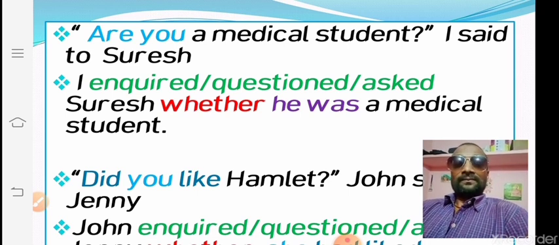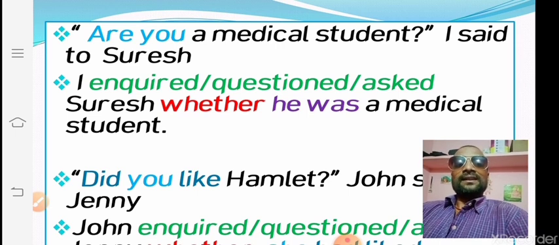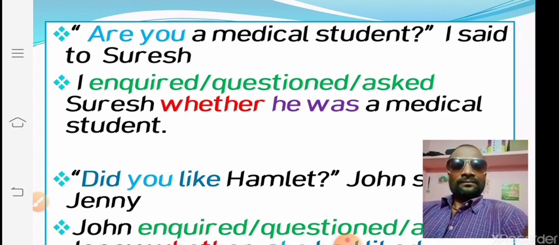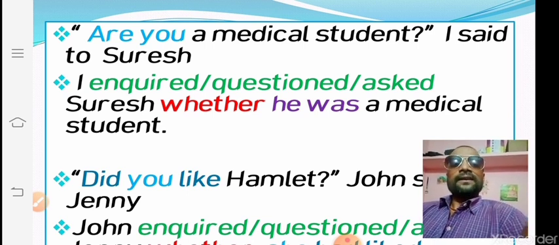As we have learned in the last video while learning some rules of direct and indirect speech, a yes or no question is a question which asks you something and the answer should be yes or no. So what would be the answer of Suresh now? Either yes or no. Ask any question like this to any of your friends.